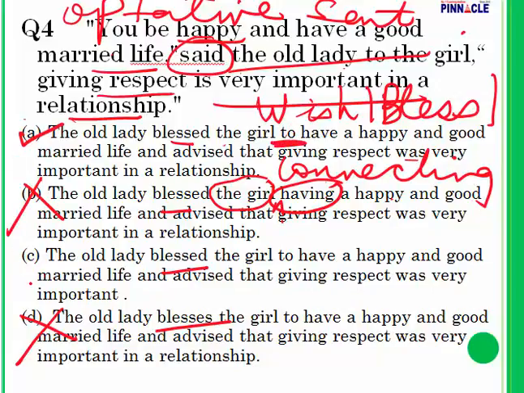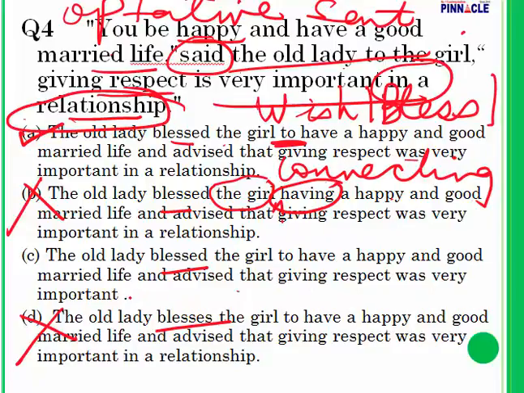So let's move on to the third one. The old lady blessed the girl to have a happy and good married life and advised that giving respect was very important. Now, in question number 4, in a relationship is missing.